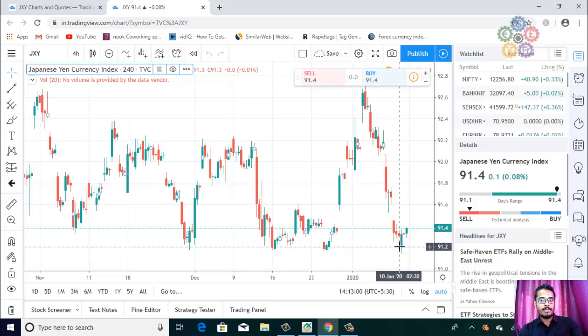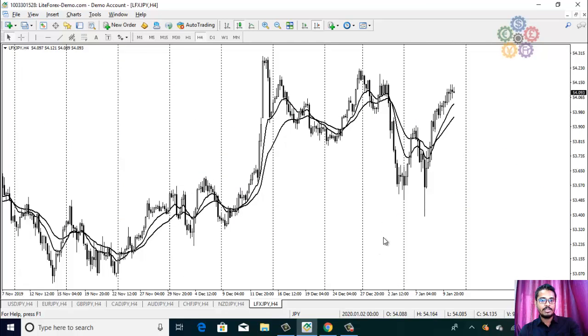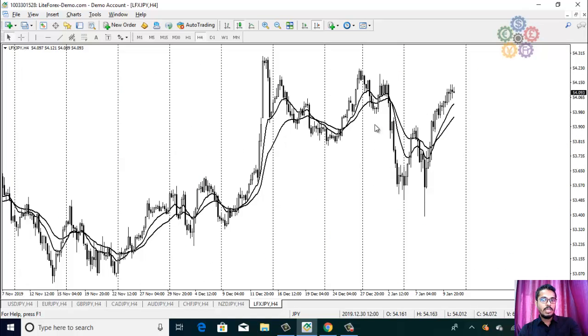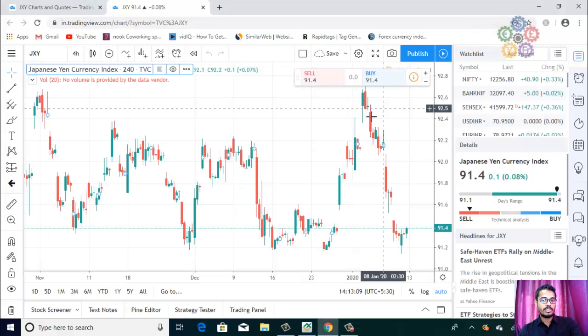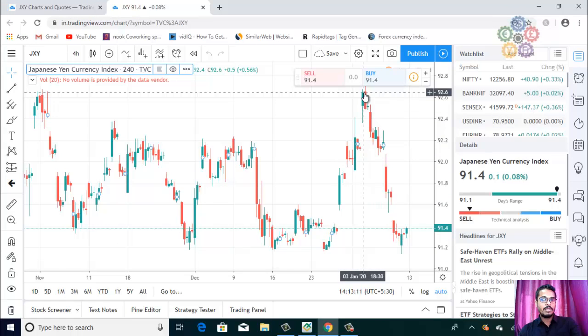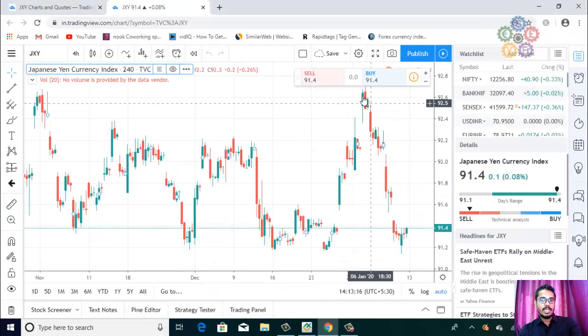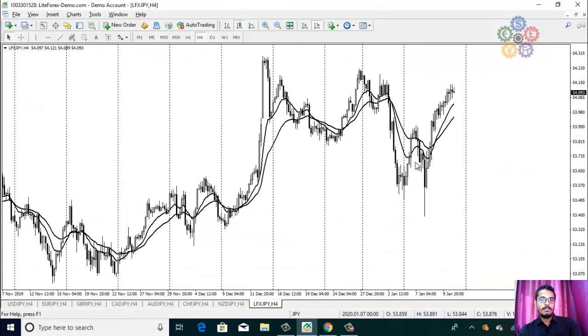Now, at the same time, if you look at the yen chart, we are on the 4-hour time frame. So again, this is the 4-hour on TradingView, and this is the 4-hour on Liteforex. So you can see that the yen was going up, so getting strong. But if you see here, it was getting weak. And the yen here was getting weak, but on the Liteforex, it was moving up. So like I said, I personally would like to use the yen index on Liteforex MetaTrader because the charts are more clear, right?